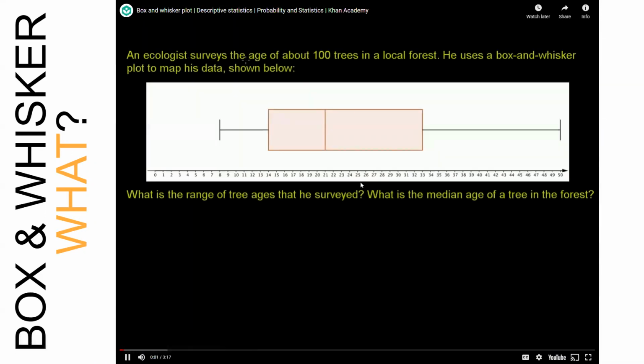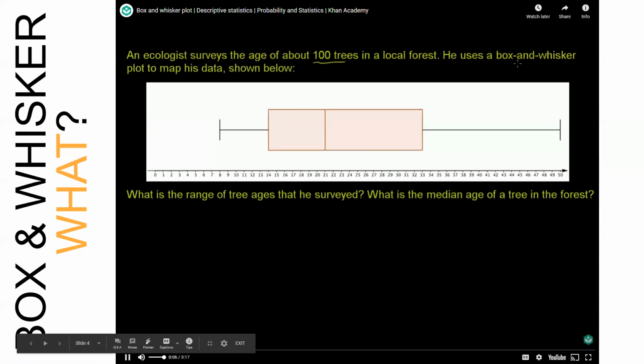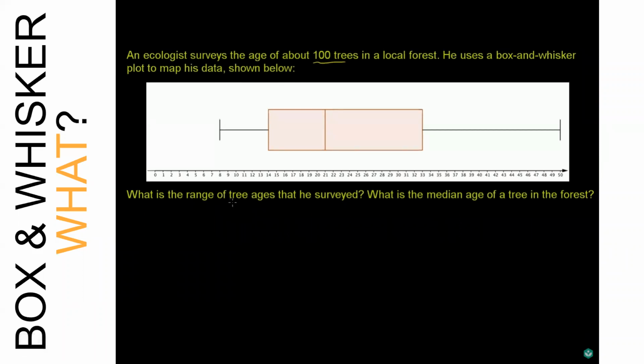An ecologist surveys the age of about 100 trees in a local forest. He uses a box and whisker plot to map his data shown below. What is the range of tree ages that he surveyed? What is the median age of a tree in the forest? First of all, let's make sure we understand what this box and whisker plot is about. This is really a way of seeing the spread of all of the different data points, which are the ages of the trees, and to also give other information like what is the median and where do most of the ages of the trees sit.